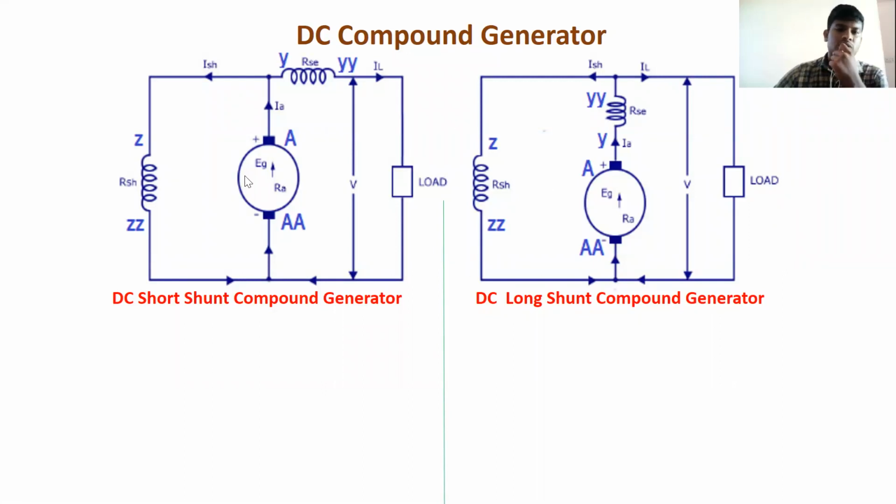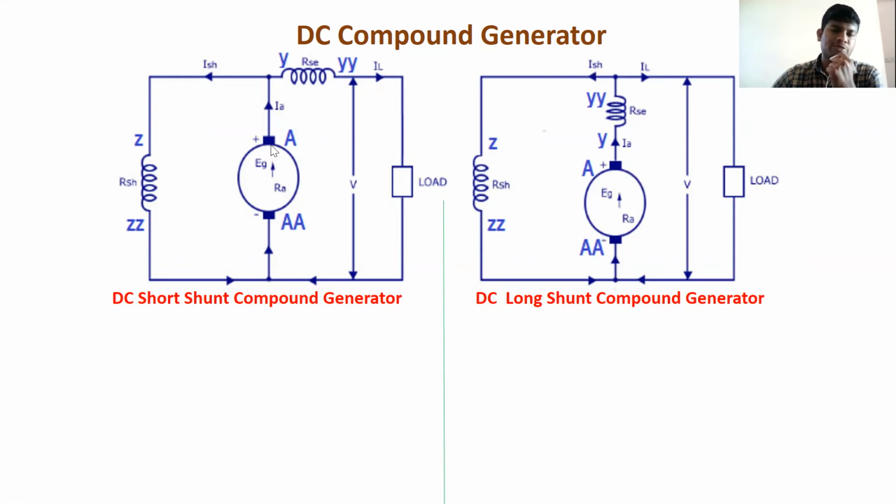In the DC compound generators, the shunt field is connected across the armature terminals. That's why it is a short shunt compound generator. Coming to this figure, the shunt field is connected over the series field and armature, that is, across the total series field and armature. That is a long shunt compound generator.